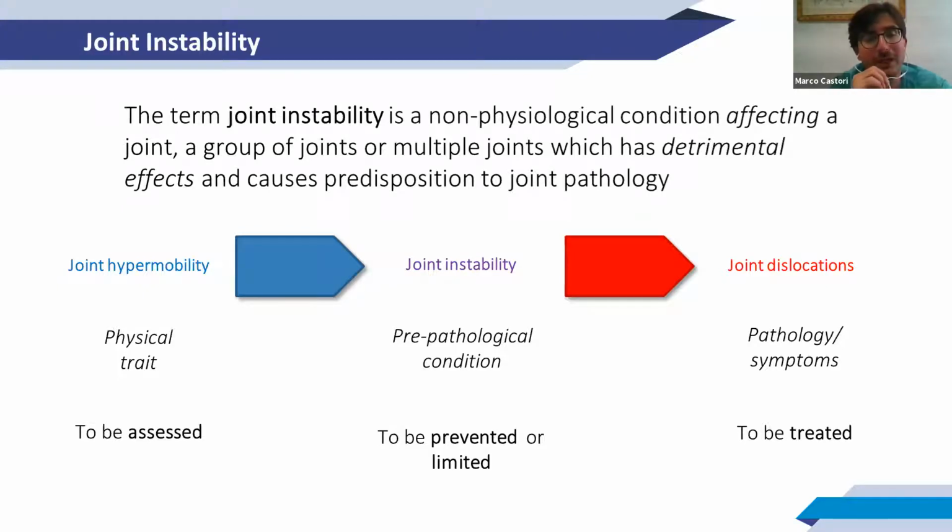Joint hypermobility usually doesn't need anything for treating it. But joint instability should be considered also for prevention and treatment plans. And it can be intended as a form of joint movement along non-physiological axes for the joint.